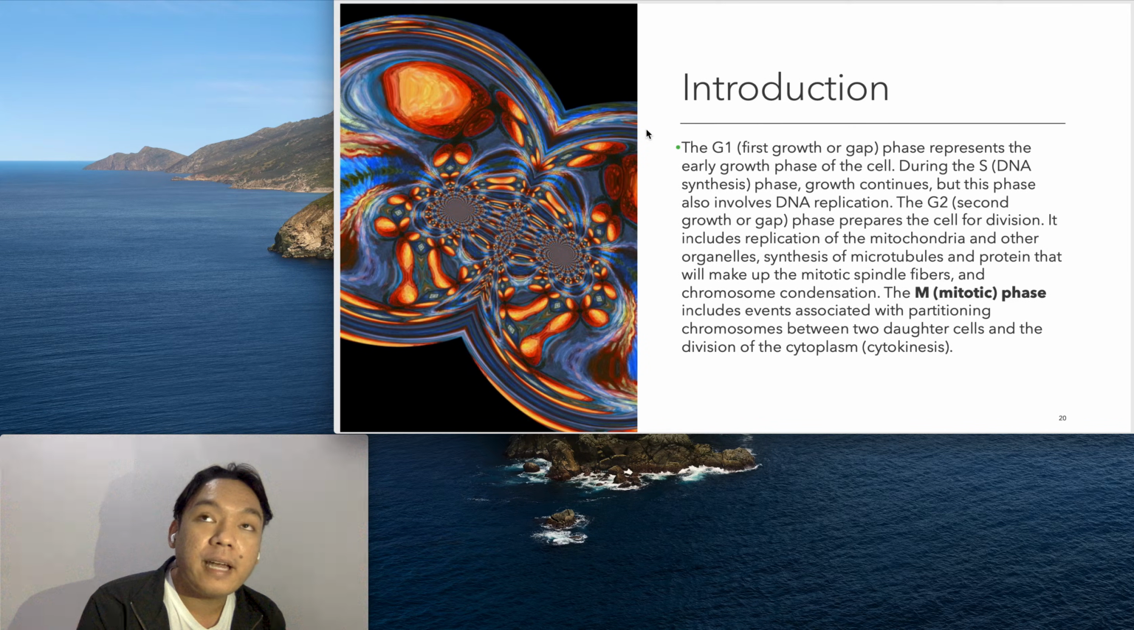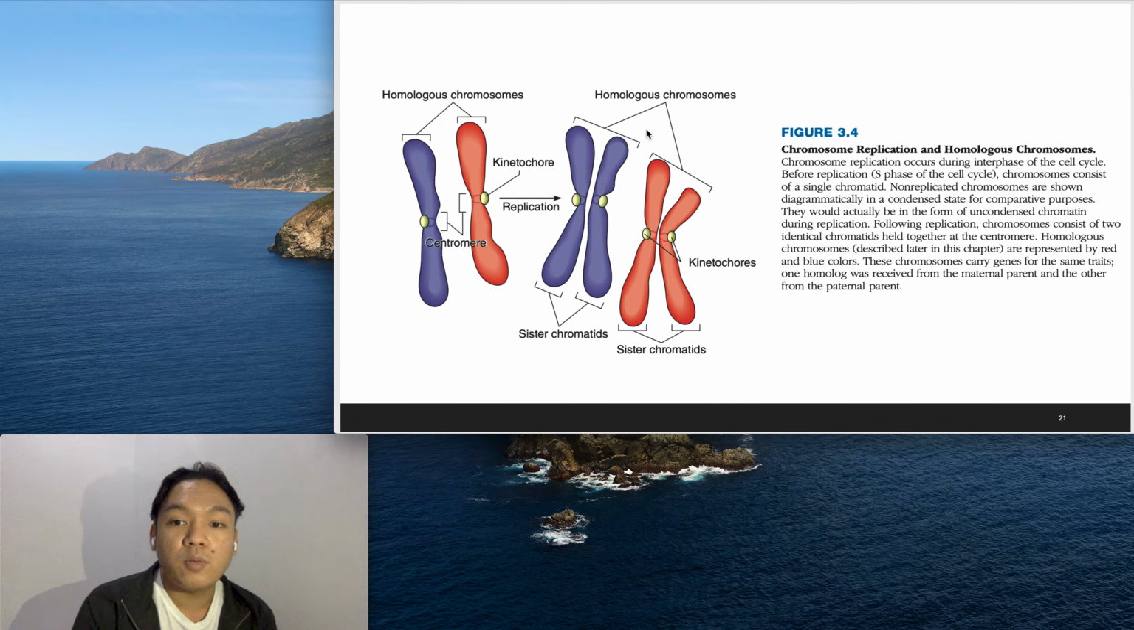After the M phase, we call the process cytokinesis, wherein the cytoplasm is being divided into two different portions. So we have the chromosome replication in homologous chromosomes. In this example, we have the centromeres in the middle. This is where the kinetochores are attached, during the pulling of your sister chromatids away from each other during the anaphase stage. We will talk about that one later on.